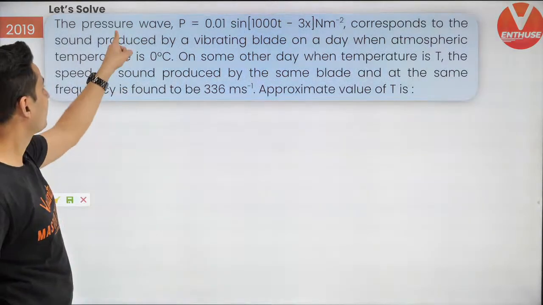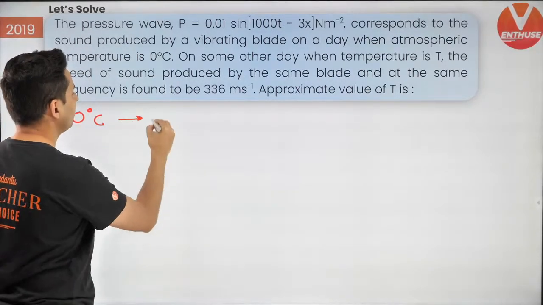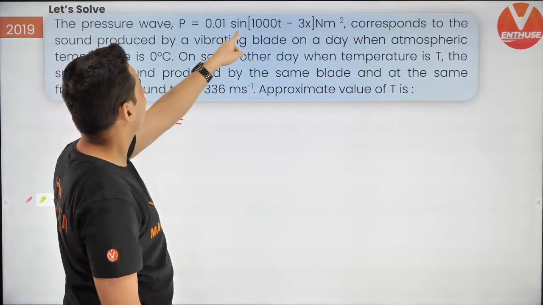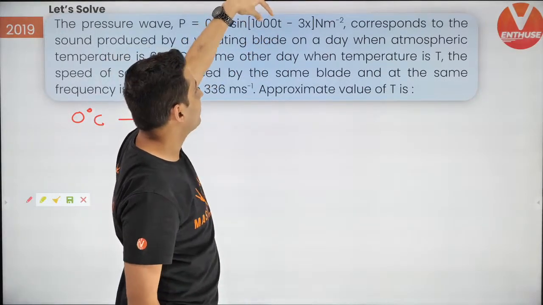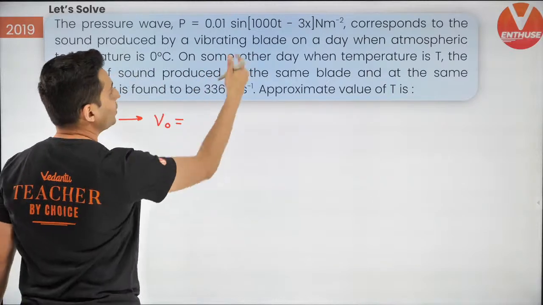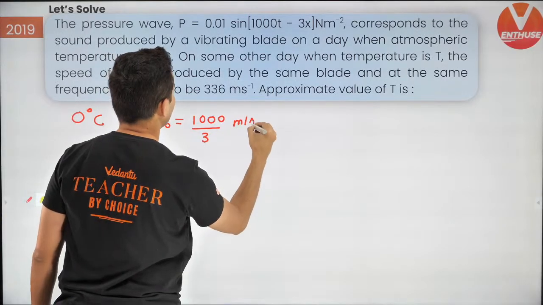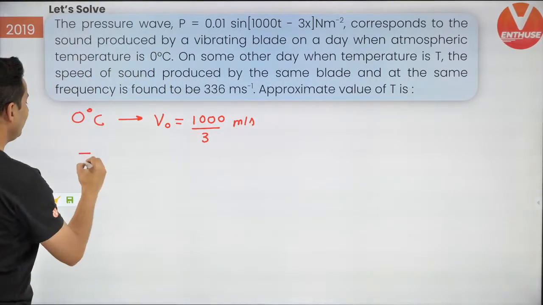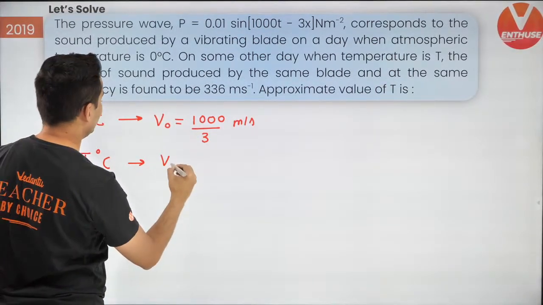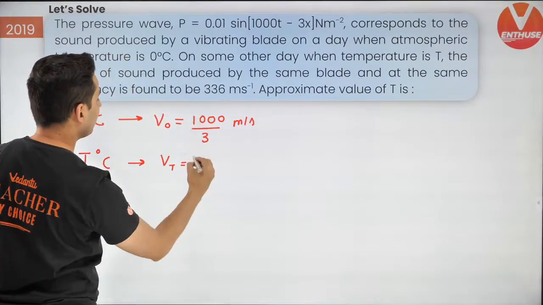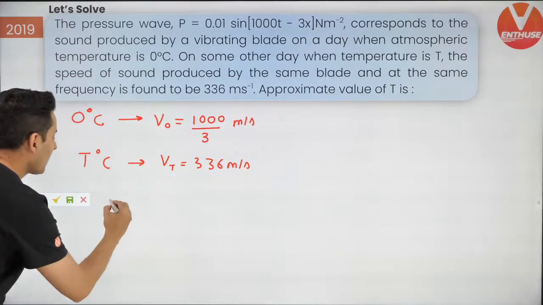Now, first of all, initially at 0 degrees Celsius, what is the speed of sound? Let's find it out. V0. Here the equation of the wave is given to us. So remember, speed is coefficient of time divided by coefficient of x. So what is the coefficient of time? 1000 divided by coefficient of x, 3. That many meters per second. Keep this aside. When the temperature is T degrees Celsius, the speed is given to be 336 meters per second.